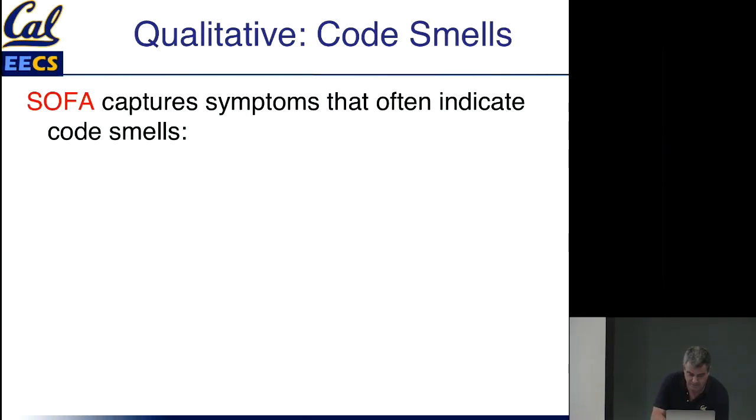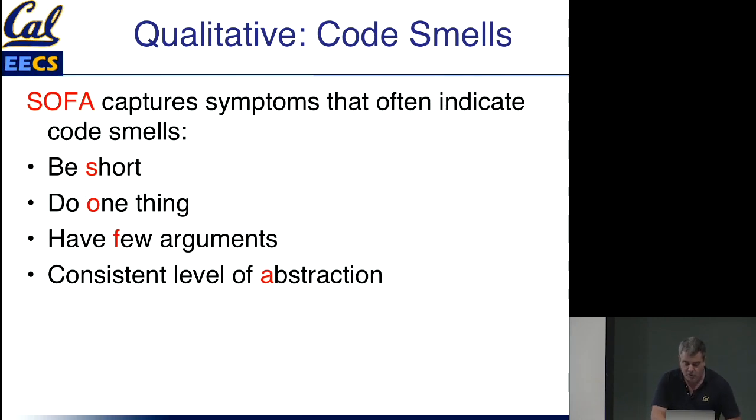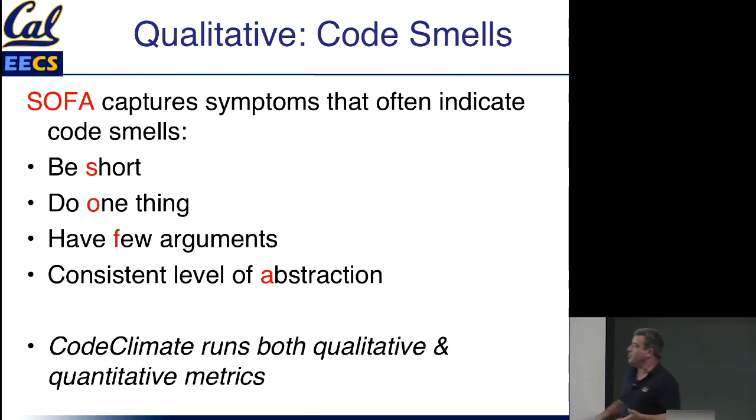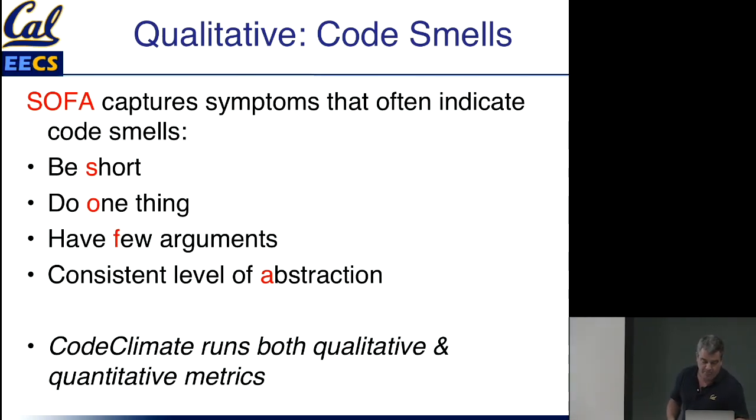So be short, do one thing, have few arguments, have a consistent level of abstraction. Code Climate does all these things for you. But let me make this concrete by actually showing the evolution of some code that I wrote that started out violating single level of abstraction. And after a couple of refactorings, I managed to get it there.